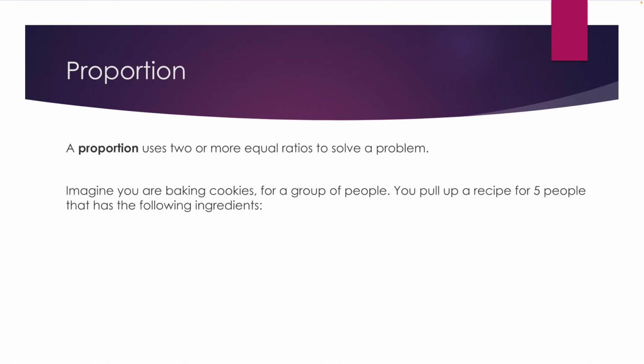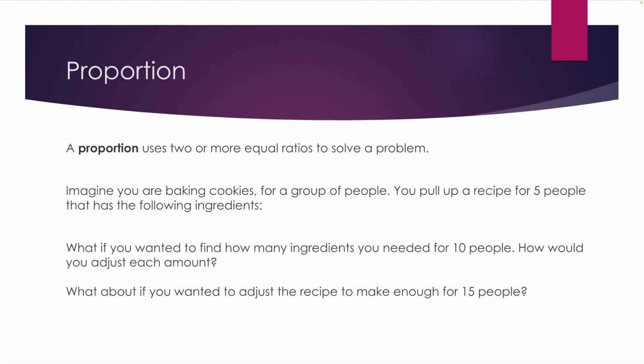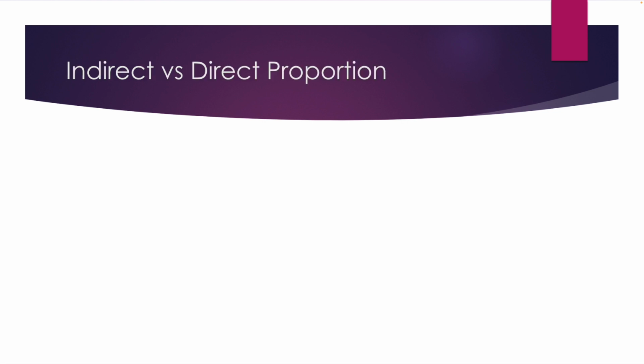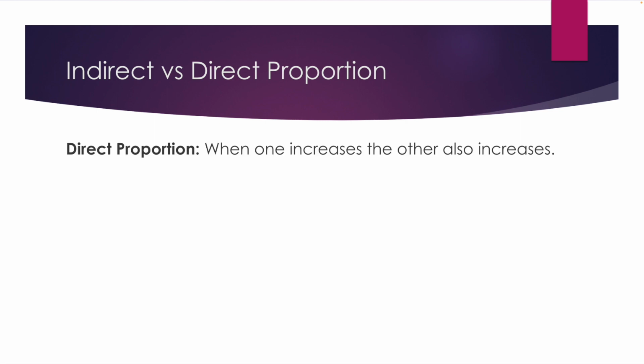So imagine you're baking cookies, you pull up a recipe for 5 people. What do I need then for 10 people? What do I need for 15 people? Trying to figure out how you adjust that recipe, that's a proportion problem. But there's two types of proportion. There's an indirect proportion and a direct proportion.